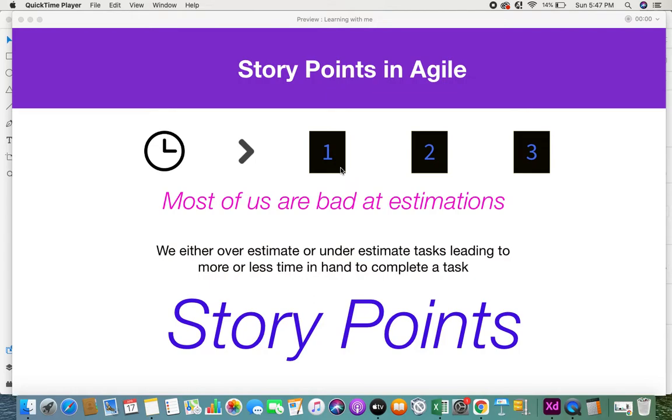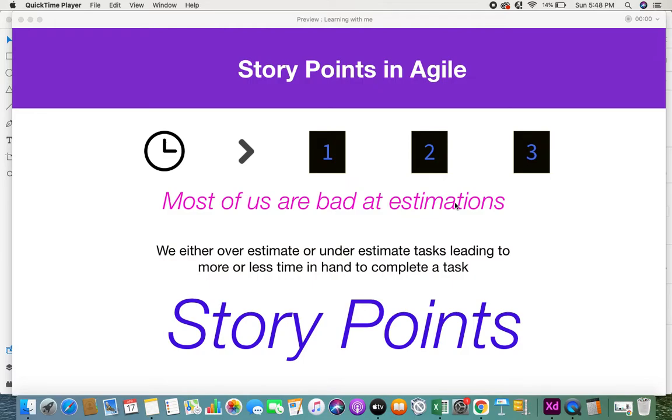You might be asking, if we are able to estimate in time, then why go for story points? Because time is much easier. But the news is, most of us are bad at estimations. We estimate, but it's not accurate. Either we overestimate some tasks or we underestimate them, and it leads to incomplete work in your hand. Most of us cannot estimate exactly that a task would take 1 hour 5 minutes or correctly 2 hours. You might complete it before, or you might take more time. So that's why story points come into the picture.